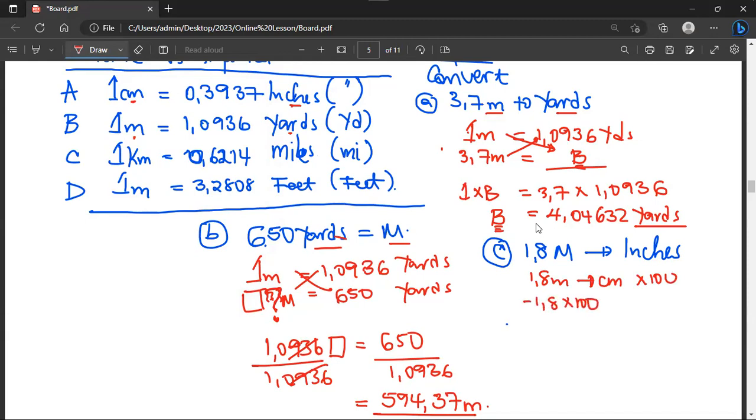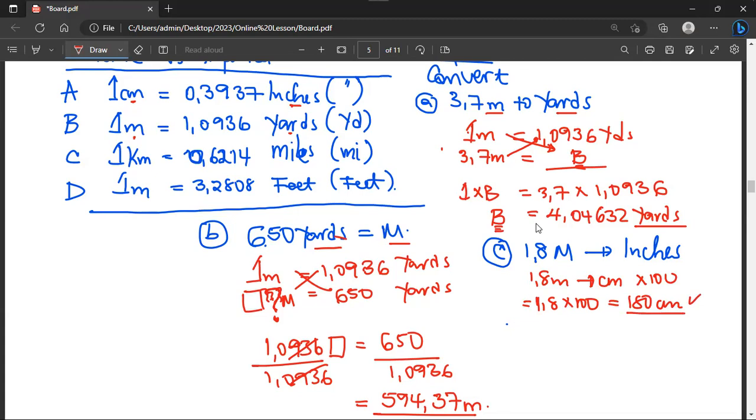Why am I doing this? Because the conversion I'm going to use, which is A, has centimeters and inches. It does not have meters and inches. So I change my 1,8, multiply by 100, and I end up having 180 centimeters. So now we have it turned into centimeters.